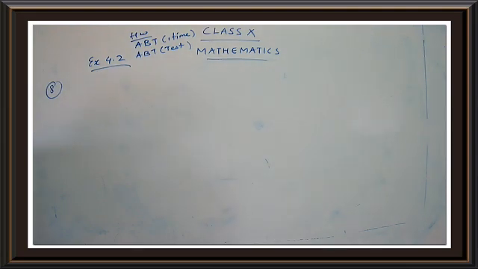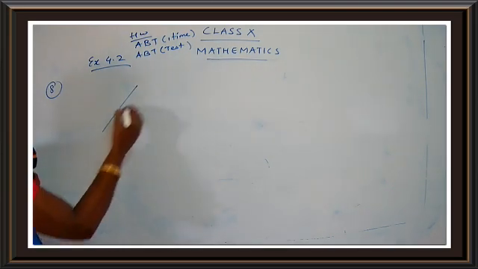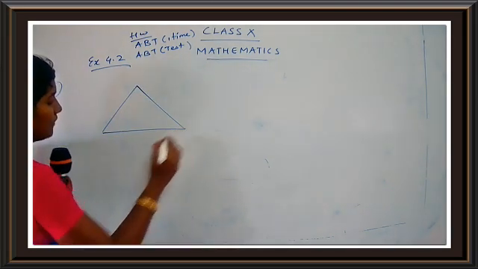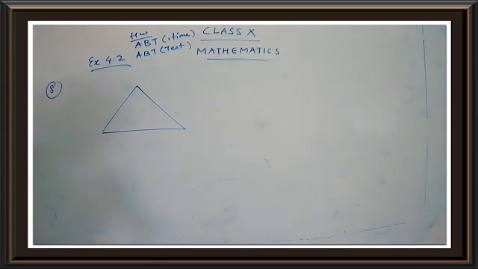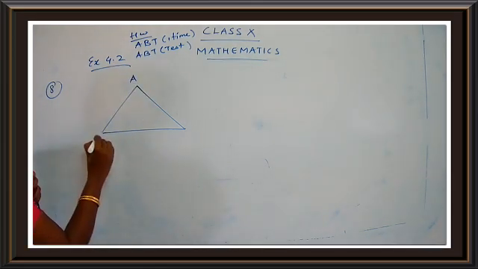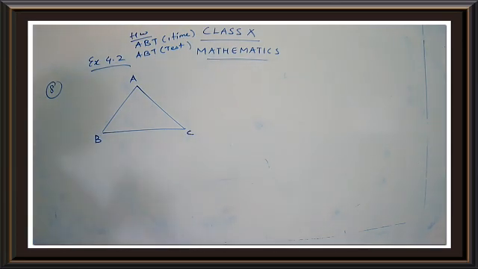I hope you are ready with the question. Shall we draw the figure? So first of all, you have to draw a triangle ABC. Let's draw a triangle ABC. Come on, you have to use your pencil and scale, children. Draw a triangle ABC. Okay, done? Let's go for the next thing.